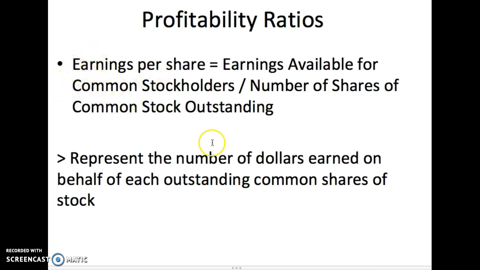Next, profitability ratio would be earnings per share. I hope you can still remember your corporations lesson, but essentially what we're looking at is the earnings available for the common stockholders divided by the number of shares of common stock outstanding. Now, if you were the investor, if you were to compute the earnings per share, then what you would see is for every share that you own, how much money do you actually earn?